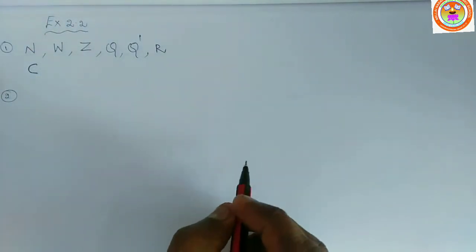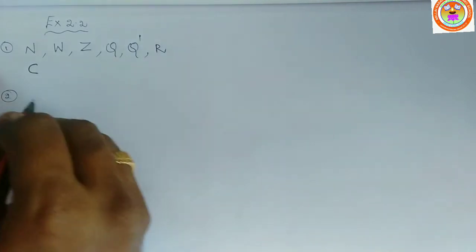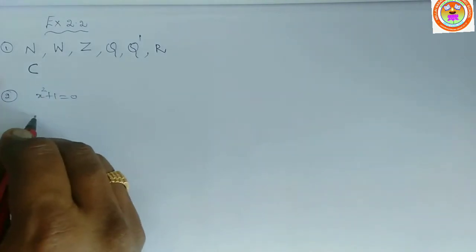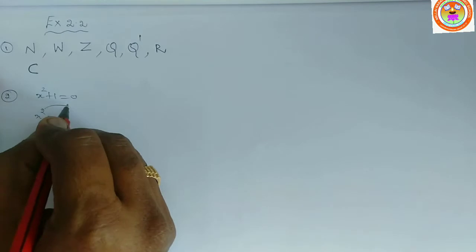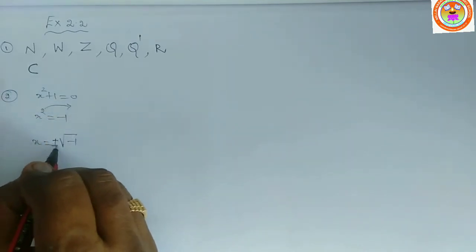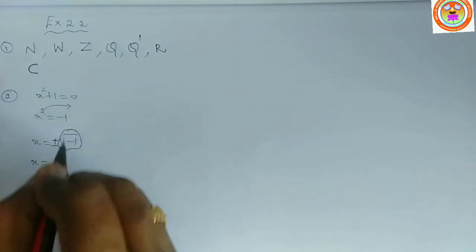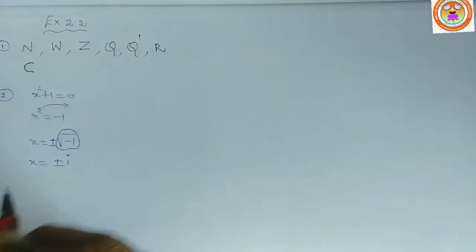The second one. You know this equation, which I gave in the introduction video itself: x square plus 1 is equal to 0. That is, x square is equal to minus 1. The square comes to this side and becomes the square root of minus 1. Once the square root comes, we need to put plus or minus. x is equal to plus or minus square root of minus 1, and square root of minus 1 is nothing but i. So x is equal to plus or minus i. This is one way of thinking.